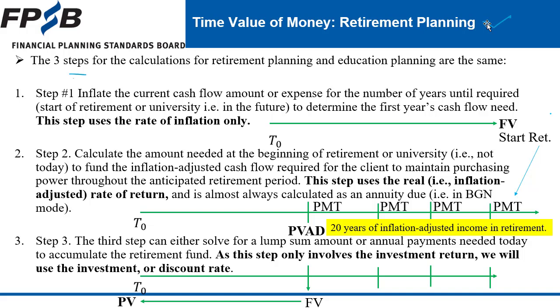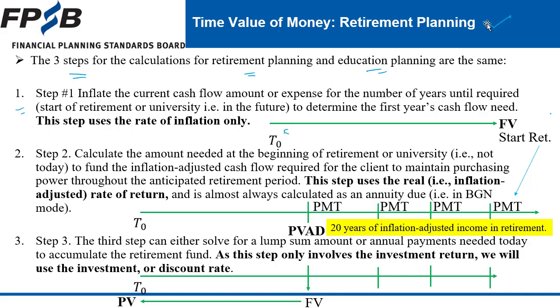Okay, the 3 steps for the calculations for retirement planning and education planning are the same. In step number 1, we inflate the current cash flow amount or expense for the number of years until required. That is the start of retirement or university, it's in the future, to determine the first year's cash flow need. This step uses the rate of inflation only.